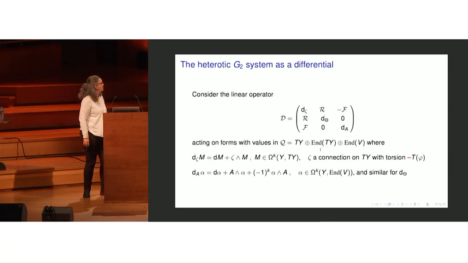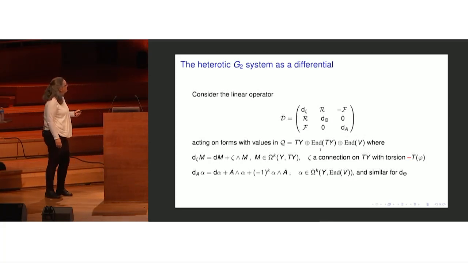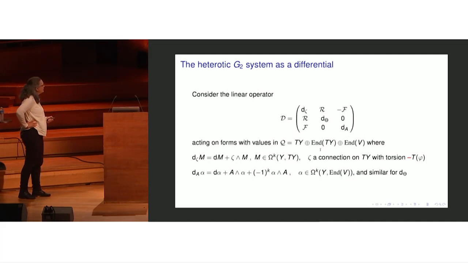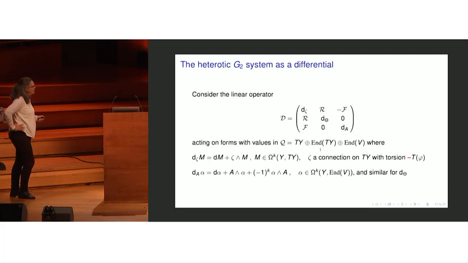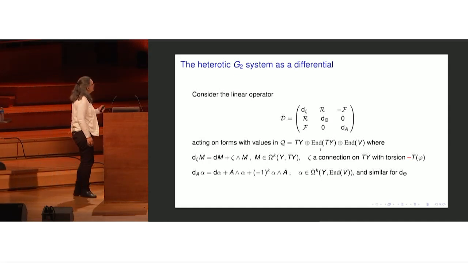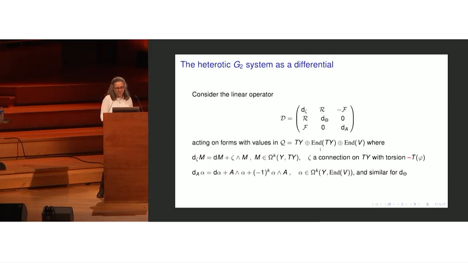I'm defining it there. So, d theta and dA I have already defined. So this is an operator acting on forms with values in Q, where dA and d theta are defined before. And d zeta is again another covariant derivative, with a connection zeta on the tangent bundle with torsion that is minus the torsion that we had before. This is this minus here. And it's not an instanton in general; it doesn't correspond to an instanton.